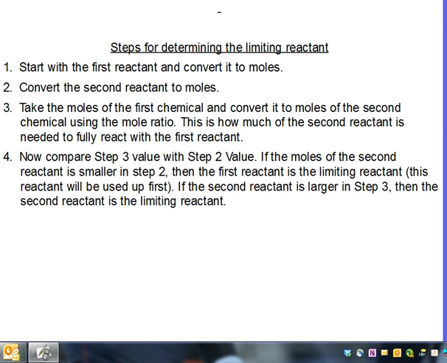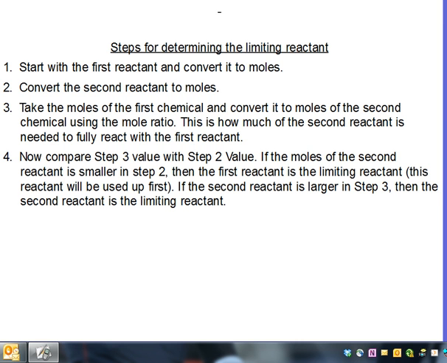Then we're going to compare the step 3 value with the step 2 value. If the moles of the second reactant needed in step 3 is smaller than what you have in step 2, then the first reactant is limiting, because that will be used up first. If the second reactant needed in step 3 is larger, then the second reactant is the limiting reactant. Once again, a lot of words, it's a lot easier to see. Once you see a couple problems done, you'll say, "Oh, this is so easy."